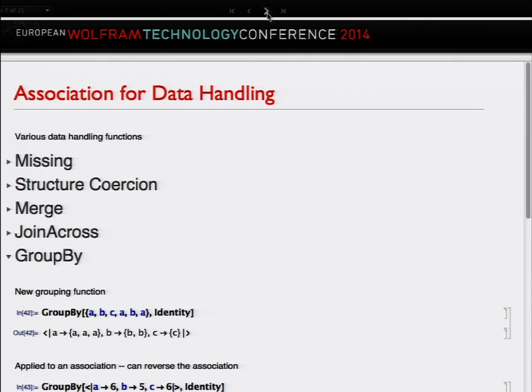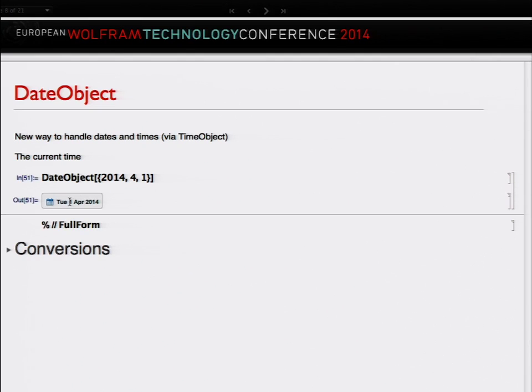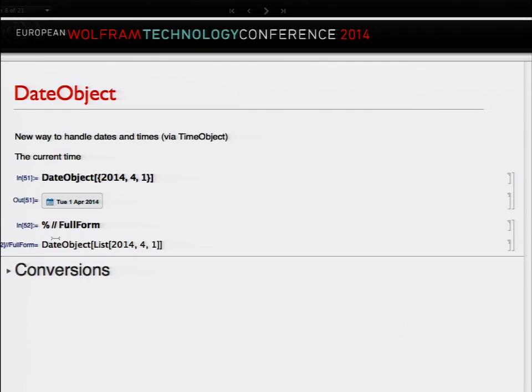Right. Now, another new feature I want to talk about, changing track, is a new way that we've added to actually hold dates and times. This is a thing we call date object. That's not actually the current time, but the full form is date object. The advantage of this is that it makes it easier to recognize dates in programs, because they have a head that says this is a date. There's a thing called time object as well.